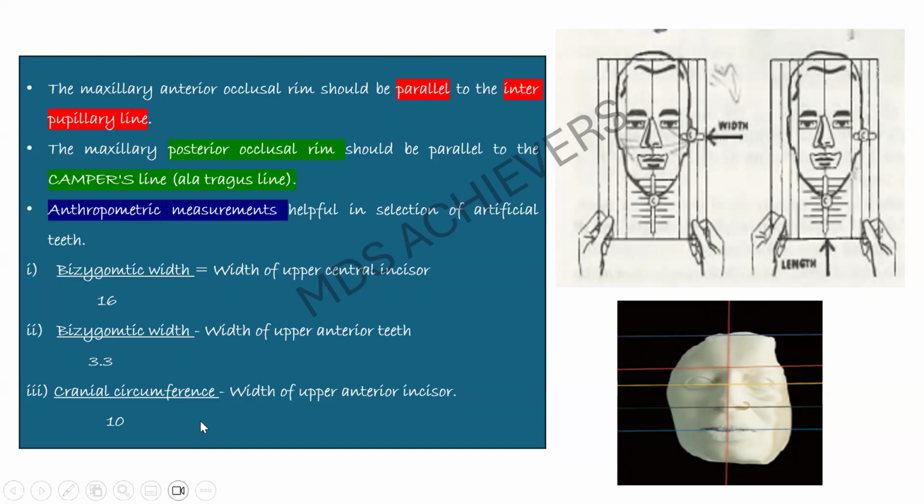position. When we set the mandibular teeth, it should be 0.5 mm above our lower lip level. And for the maxilla, it should be parallel to the interpupillary line, and also there should be 1 to 2 mm visibility when the patient is in the relaxed state. Very important measurements are anthropometric measurements. Bizygomatic width divided by 16 is going to give the width of the upper central incisor, whereas bizygomatic width divided by 3.3 is going to be the width of the upper anterior teeth. Cranial circumference divided by 10 is going to give the width of the upper anterior teeth.